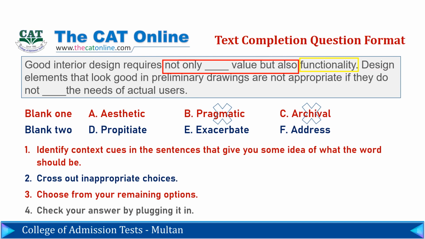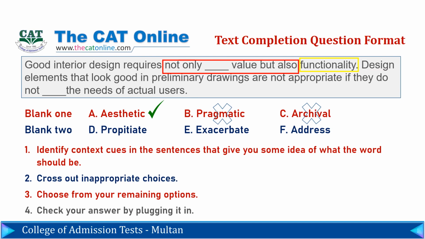Aesthetic value and functionality might contrast, because aesthetics is about looking good. And aesthetics are also conceptually related to design. So we'll keep that as our best possibility and look at blank 2. Blank 2 is another contrast. Looking good in preliminary drawings is being contrasted with the needs of actual users.